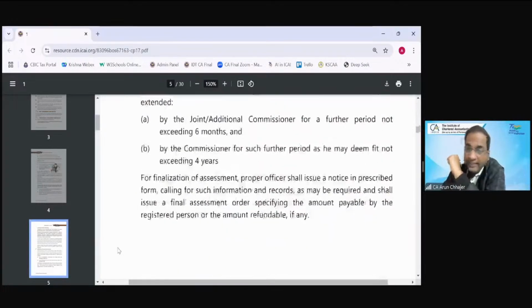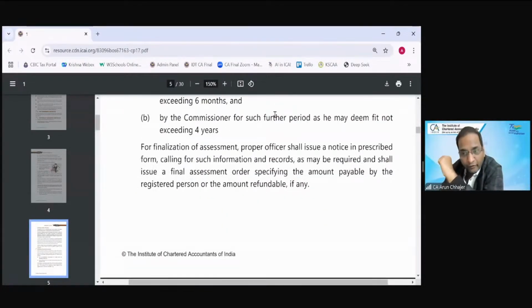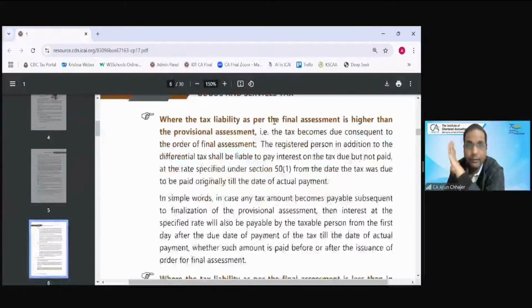For finalization of assessment, the proper officer shall issue the notice in the prescribed form calling for the information and the record as may be required, and shall issue the final assessment specifying the amount payable by the registered person or the amount refundable.